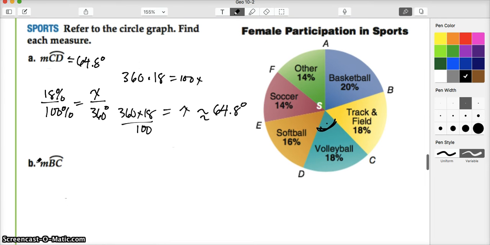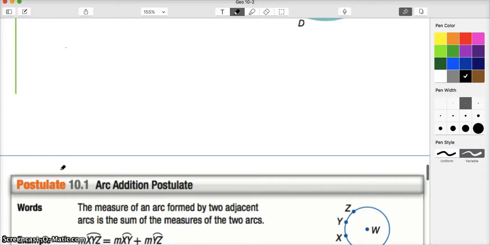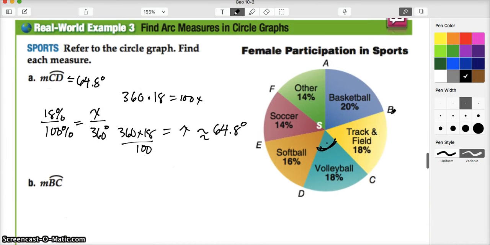Now we're going to check out the measure of BC. BC is going to be the same thing, right? If we're talking about 18% and BC is 18%, that means this central angle has to be 64.8 degrees, and therefore the arc measure is 64.8 degrees.